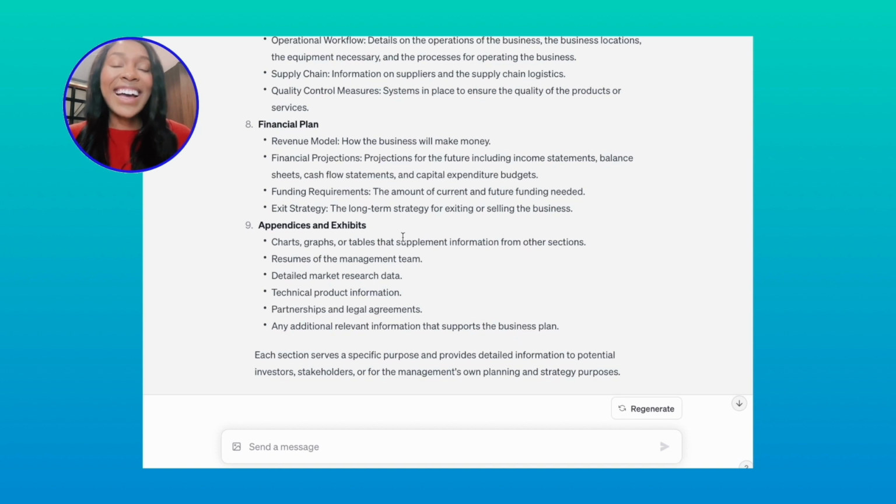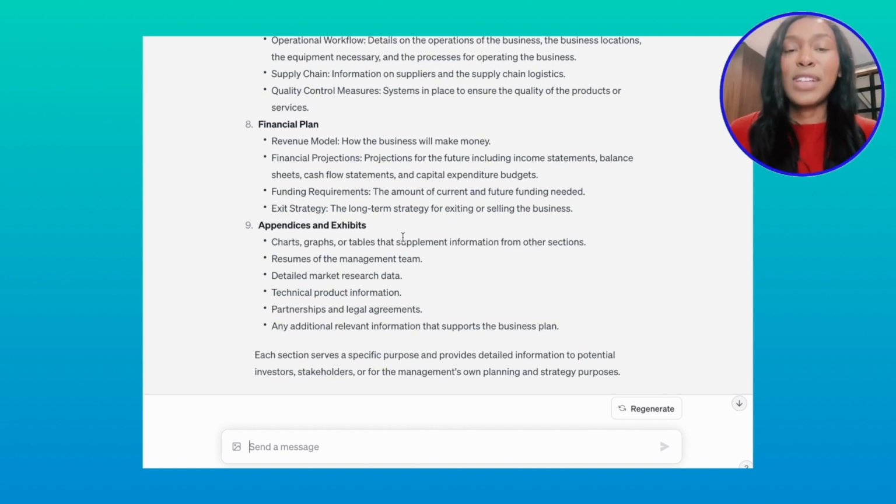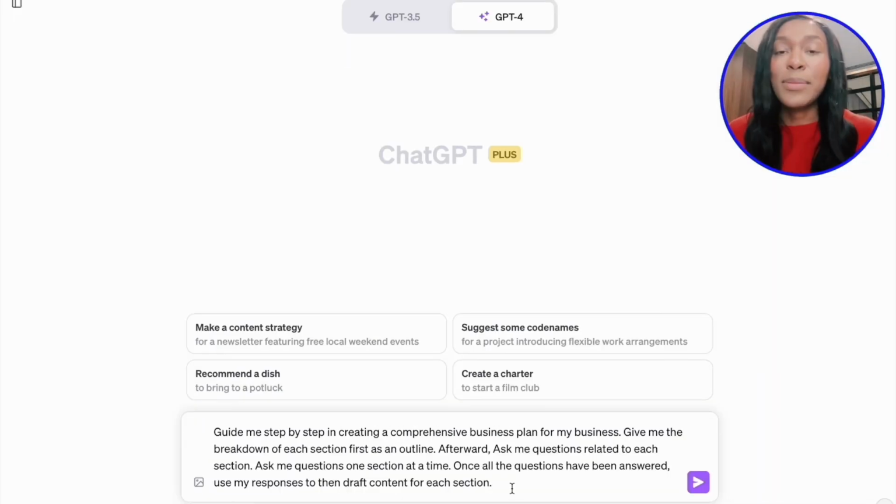And these are the 9 sections recommended for you to include in your comprehensive business plan. Now let's use ChatGPT to help us write a detailed business plan of our own. So I'm going to copy and paste this one prompt into a new chat window. The prompt is, guide me step by step in creating a comprehensive business plan for my business.